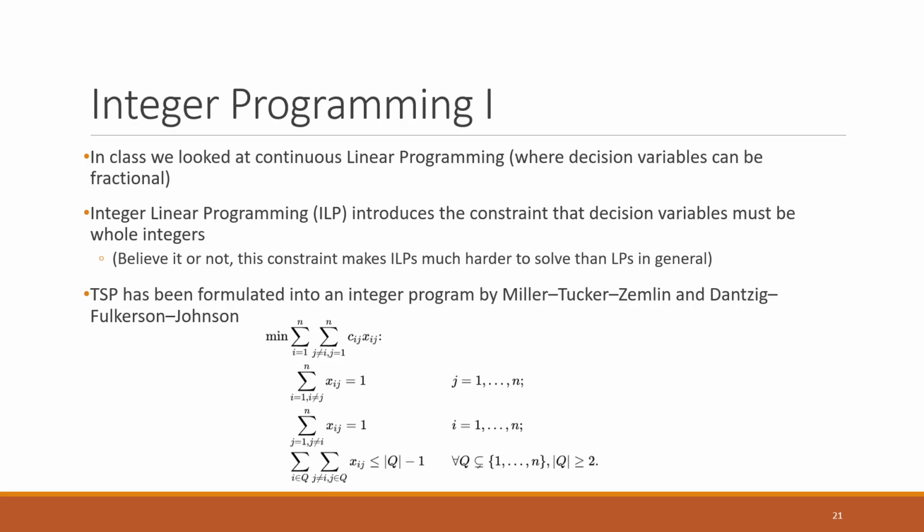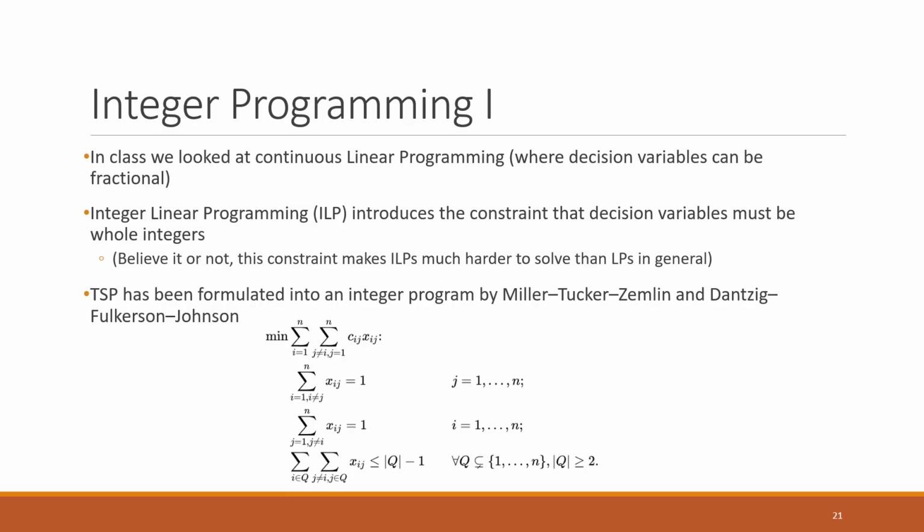Now I'll talk about integer programming. In class we looked at continuous linear programming, where decision variables can be fractional. Integer linear programming, or ILP, introduces the constraint that decision variables must be whole integers. And believe it or not, this one constraint makes ILPs much harder to solve than LPs in general. In fact, LPs are in class P because there are methods other than simplex that solve them in polynomial time, and ILPs are believed to be NP-hard.